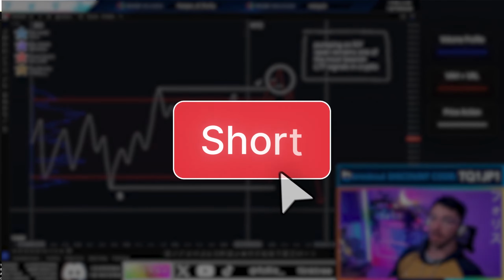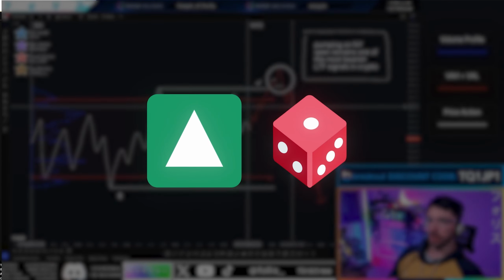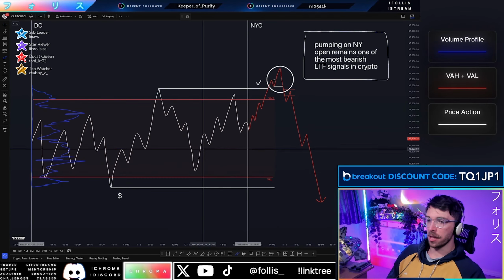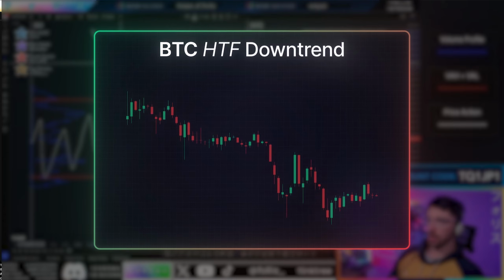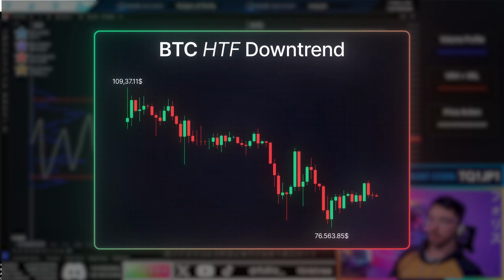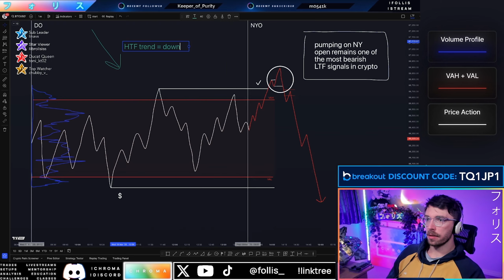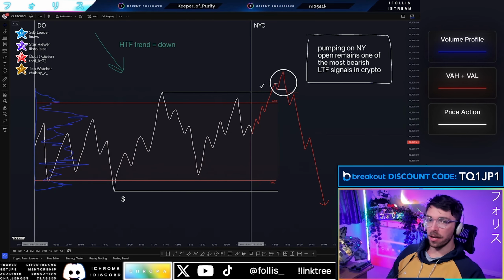What I will say is that taking the short has been higher probability for most of the last 2 months because you're trading in the direction of the high time frame trend, which is down. High time frame trend is down, therefore shorts are going to be higher probability. But that's basically it. That is how you trade the New York Open reversal.